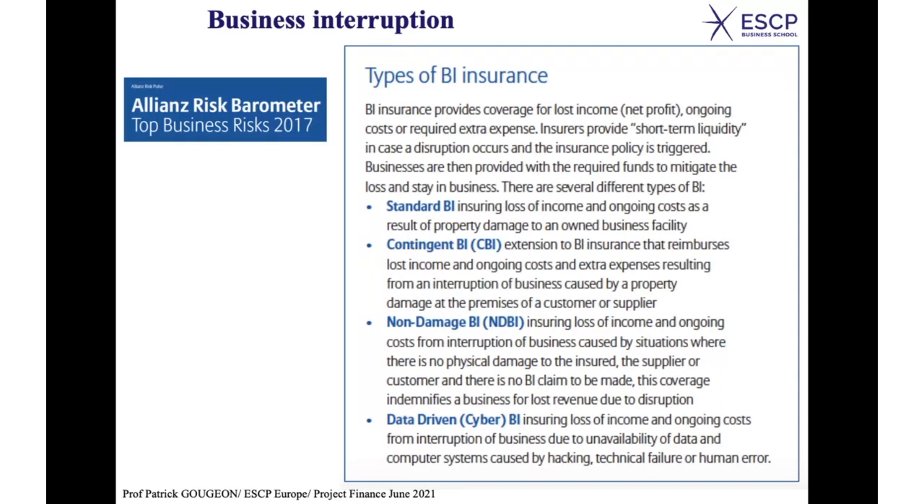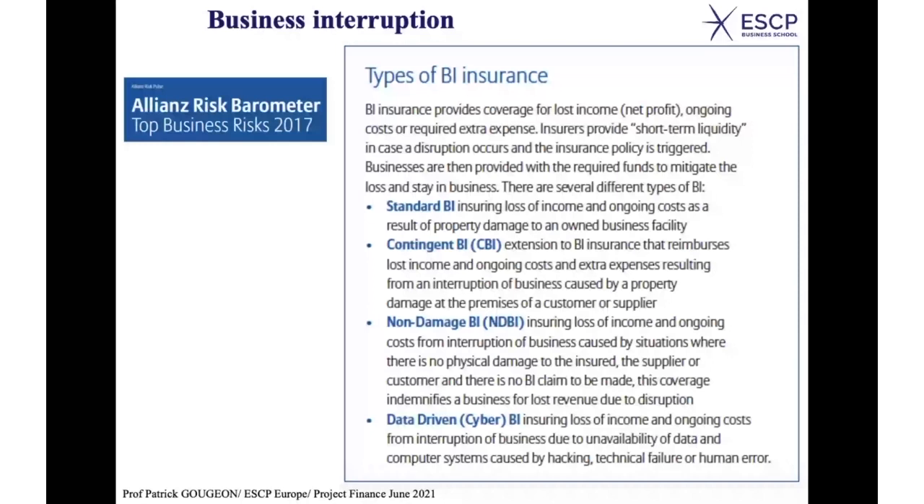Contingent BI is an extension to BI insurance that reimburses lost income, ongoing costs and extra expenses. You see, extra expenses resulting from an interruption of business caused by property damage at the premises of a customer or supplier. You see, it can, because your business interruption could be due also to the failure of a supplier. Okay, for instance, you have a power plant, a gas power plant. If your gas supplier does not supply, you are interrupted. Okay, the business interruption can cover this type of risk.